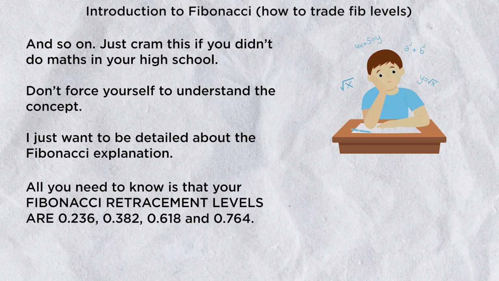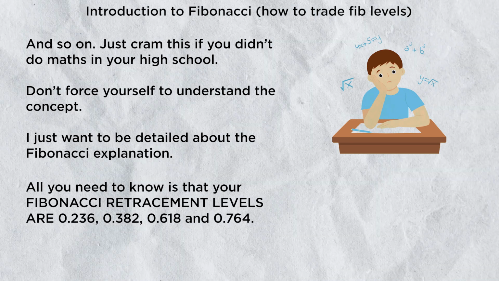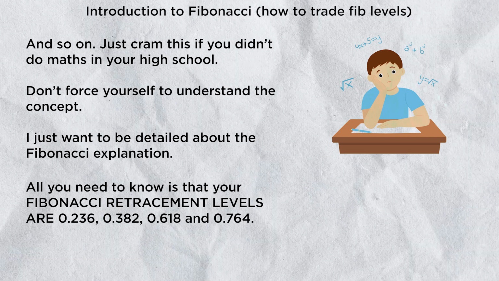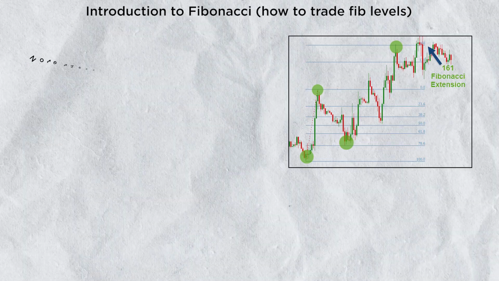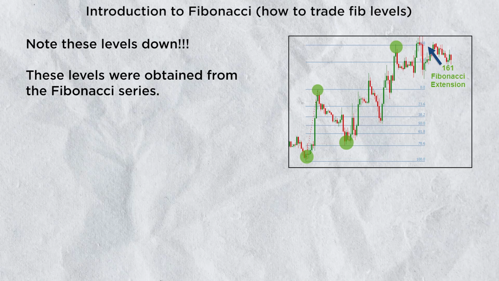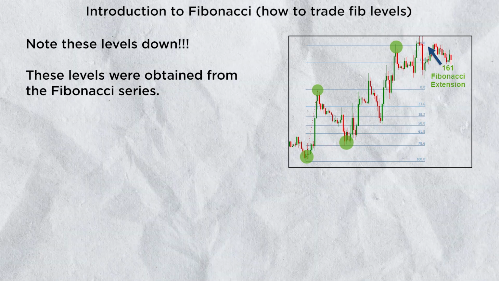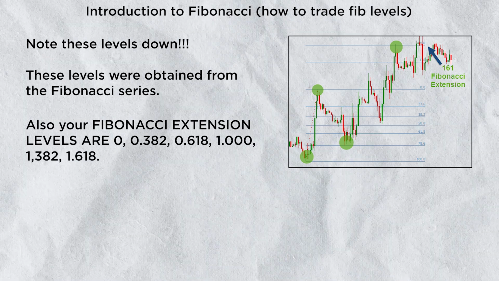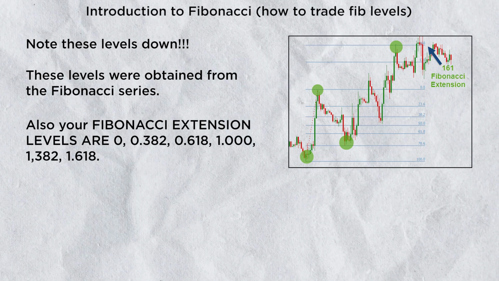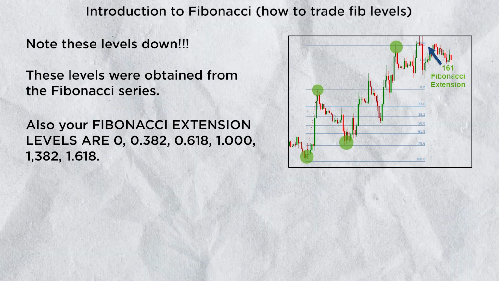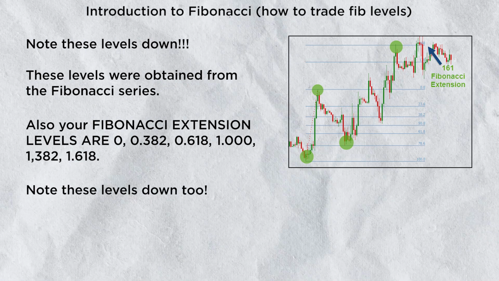All you need to know is that your Fibonacci retracement levels are 0.236, 0.382, 0.618, and 0.786. Note these levels down. These levels were obtained from the Fibonacci series. Also, your Fibonacci extension levels are 0, 0.382, 0.618, 1.000, 1.382, 1.618. Note these levels down too.